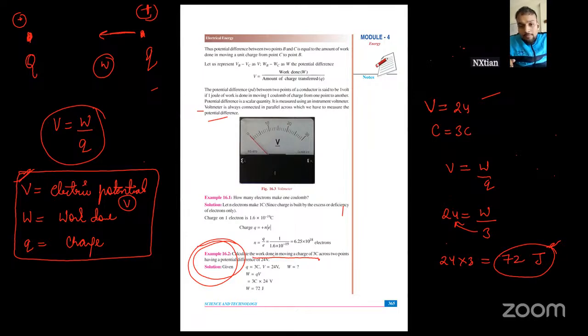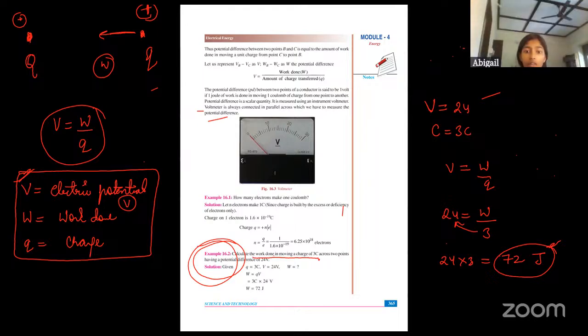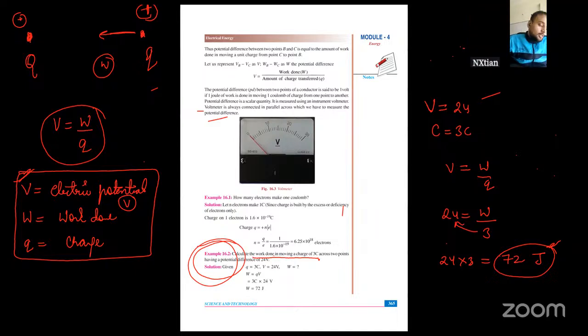Yes or no? Everyone understood, guys? Yes, sir. So V is the potential difference and U is the potential energy. Electrostatic potential is V. And for example, now we understand it like this. Today's topic was like that.